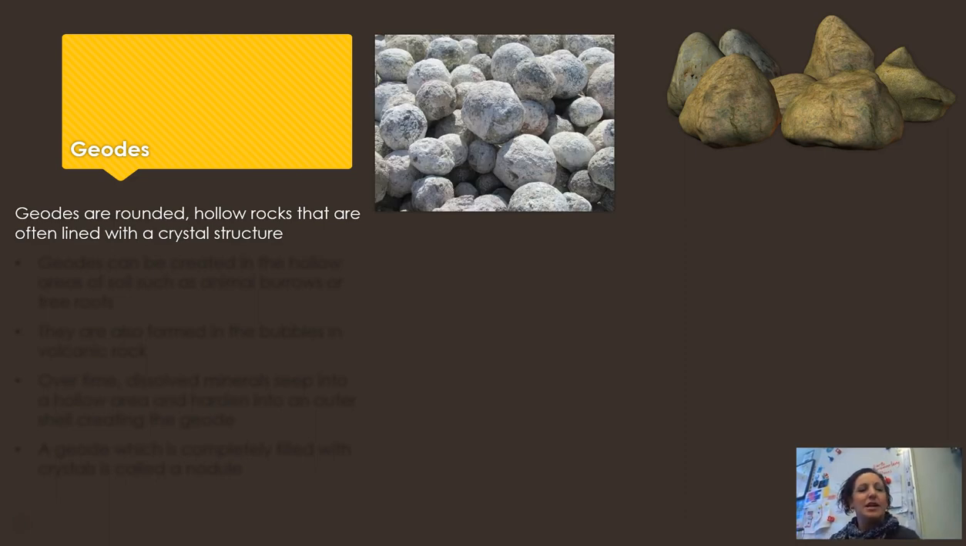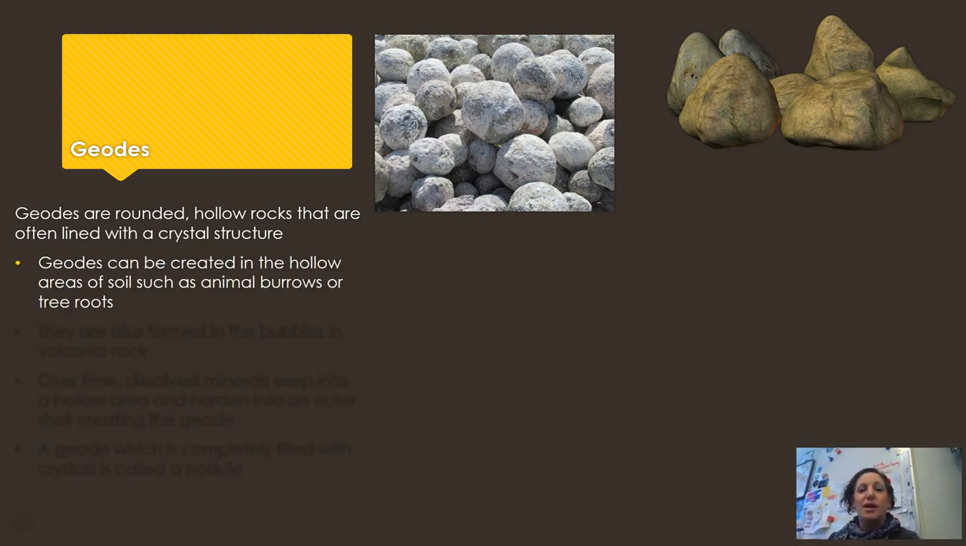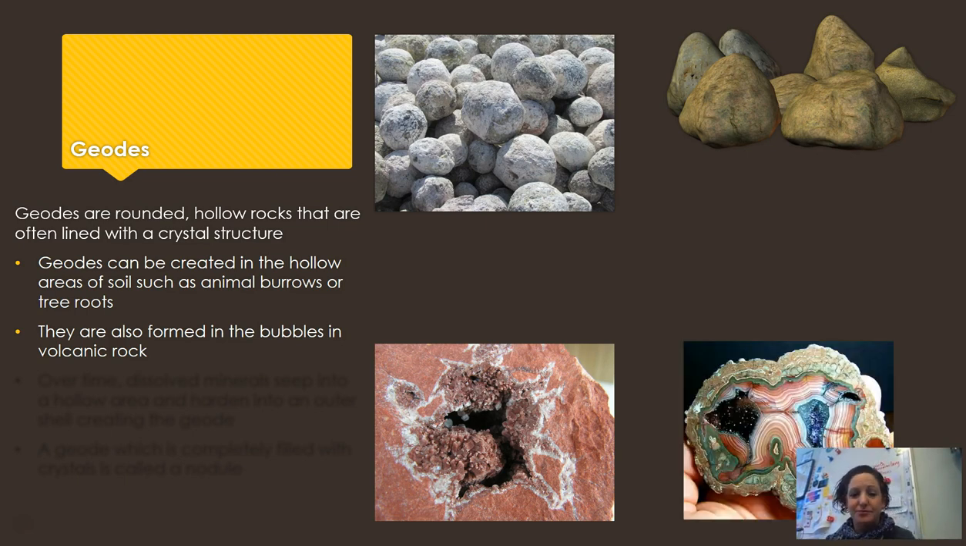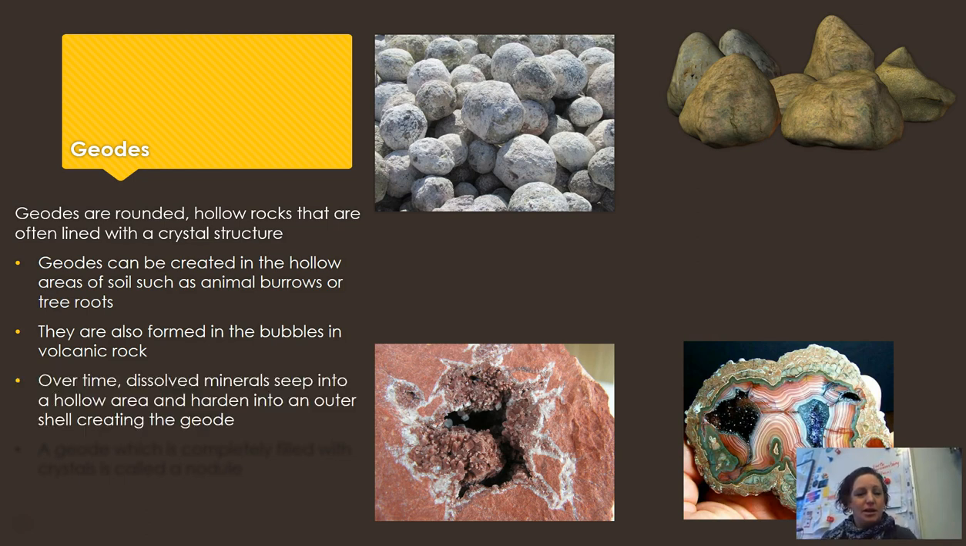So geodes are rounded hollow rocks that are often lined with a crystal structure. Geodes can be created in the hollow areas of soil, such as animal burrows or tree roots. They're also formed in the bubbles in volcanic rock. Over time, dissolved minerals seep into a hollow area and harden into an outer shell, creating the geode.